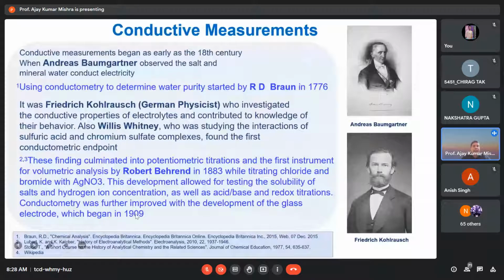Here you can see this is a kind of encyclopedia. I think you can also look at it in the future, as well as how you can try to do it. If you look at the second and third reference, you can see there are several names, because it's not done by one person. In this one it is Robert Behrend, but here it's not only one, there are two people. What he has done is the history of electroanalytical methods, and the journal name is Electroanalysis, published in 2010. And this is the volume, and this is the page number, right? So this is the way you try to read even the other references.